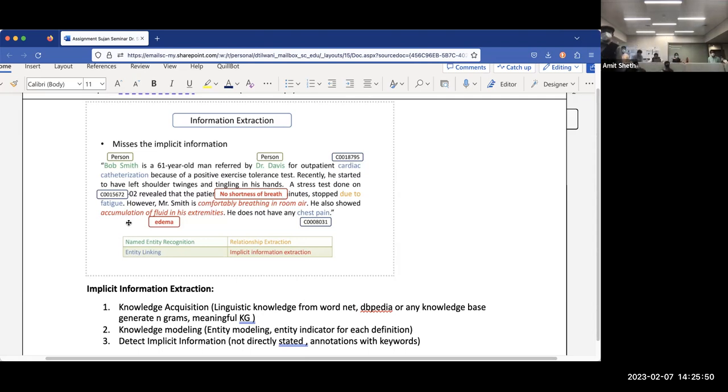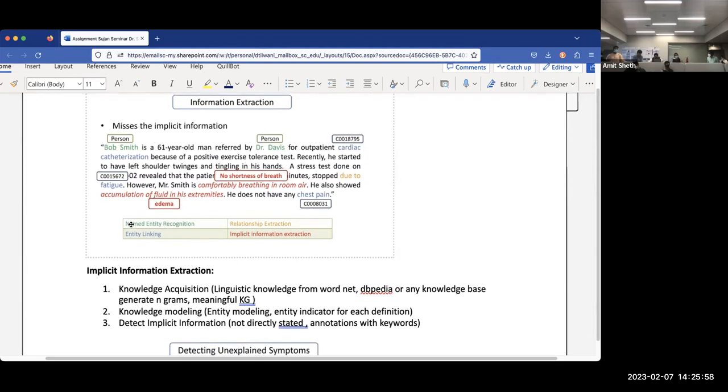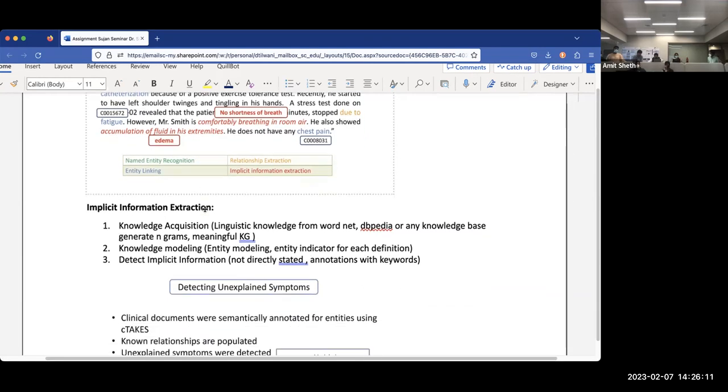Then another example is the accumulation of fluid in the extremities. This is a definition of edema if you check the knowledge base of medical things. So he worked basically on these kinds of things, naming these implicit entities and then exploiting them in the text and classifying the documents on the basis of them.